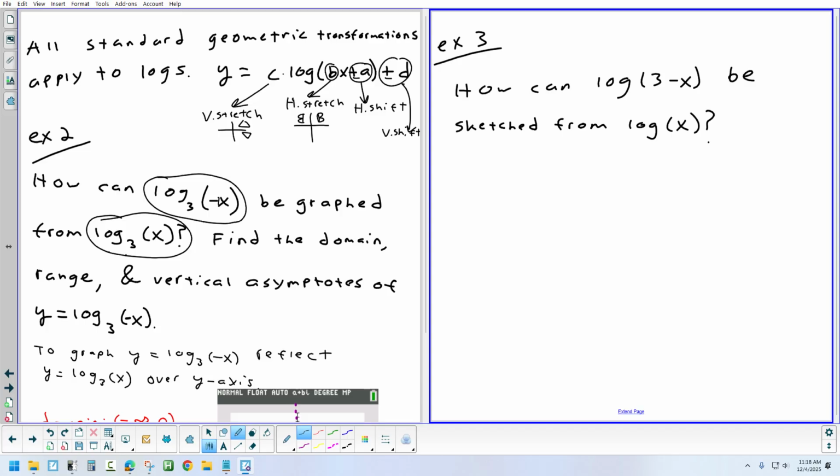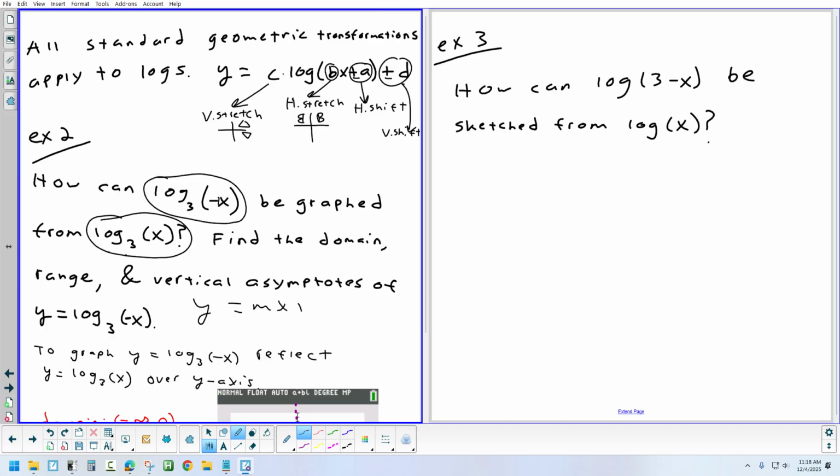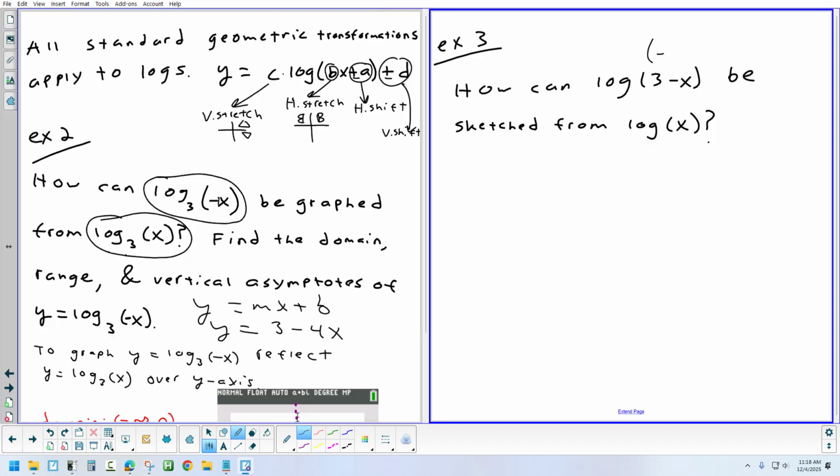Then it matches the pattern of the bx plus a. It's kind of like if you had to write an equation in y equals mx plus b form, like a line, and you wrote something like this. Well, it's close to mx plus b, but you should have written negative 4x plus 3. You should have put the x first. Okay, we'll do the same thing. How many transformations is it going to take to change log x into log of negative x plus 3? Yep, 2.